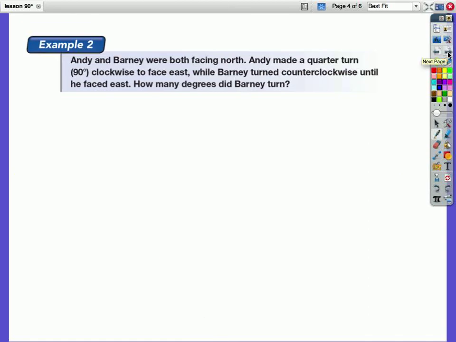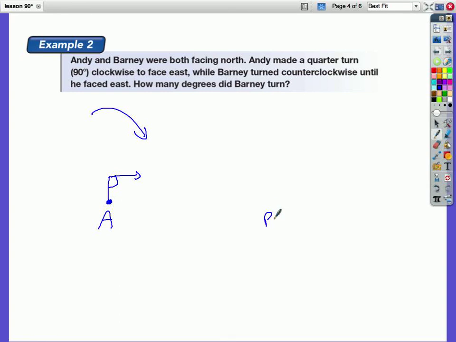Andy and Barney are both facing north. Andy made a quarter turn, or 90 degrees clockwise to face east, while Barney turned counterclockwise until he faced east. I want to know how many degrees Barney turned. So what Andy did: he's facing north, made a quarter turn clockwise. So clockwise, we're going this way to face east. As you can see, Andy turned 90 degrees. It's a nice 90-degree angle.